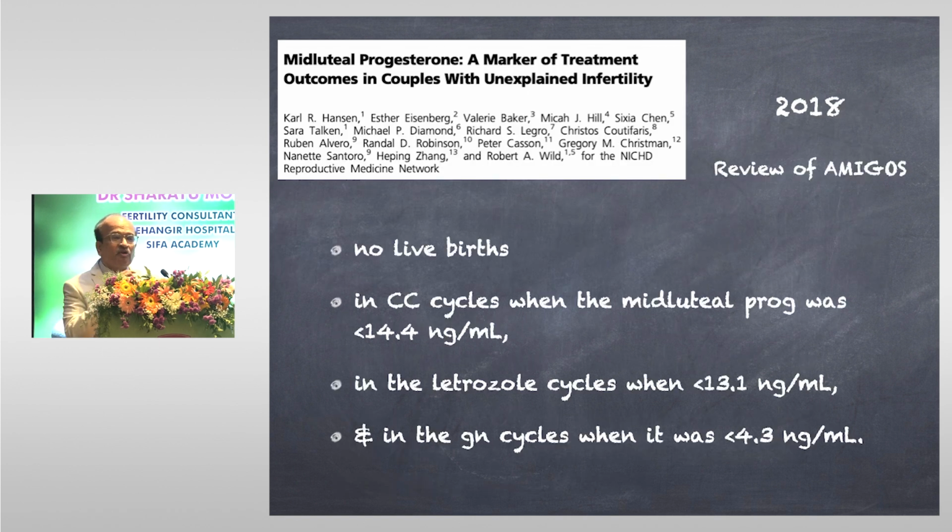But this is a beautiful paper. This is a review of an AMIGOS paper, on unexplained infertility, where they gave letrozole, clomiphene, and gonadotropins, and they did IUI cycles. What they detected was that the mid-luteal progesterone levels in patients who received letrozole and clomiphene were much higher when they got pregnant compared to gonadotropins. See, in CC cycles, when the mid-luteal progesterone was less than 14.4 nanograms, and when it was less than 13 in letrozole cycles, they did not get pregnancies. So they said that you have to maintain a high progesterone level. If you go by this study, you should supplement progesterone for everybody if it is a letrozole cycle.